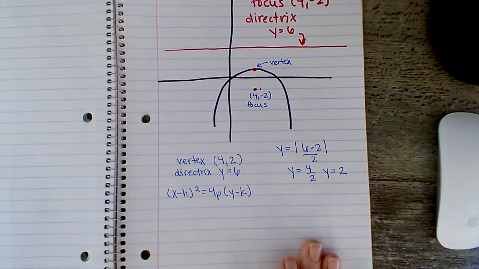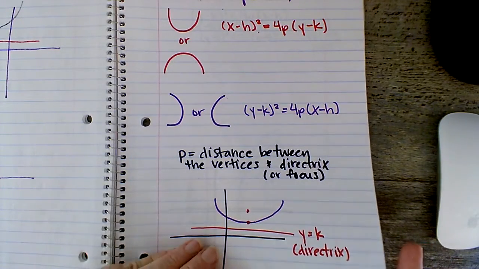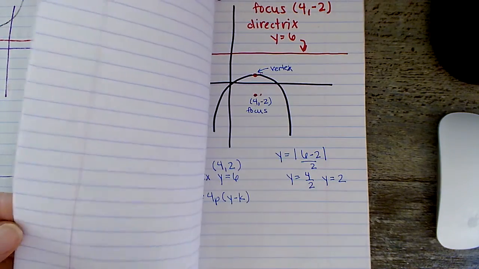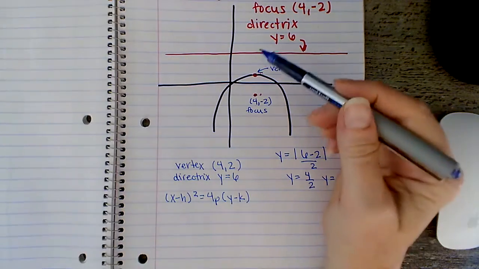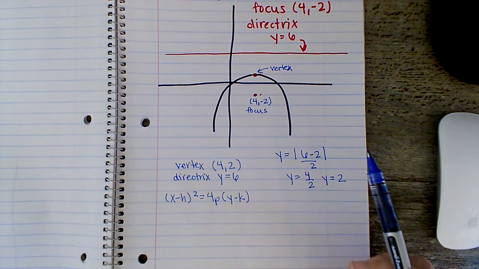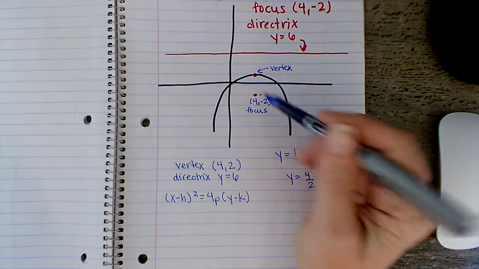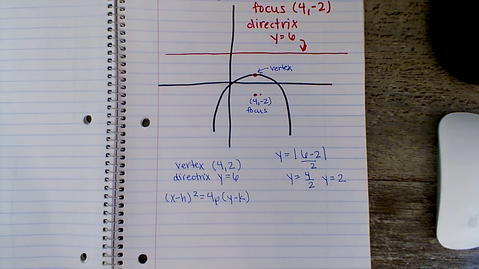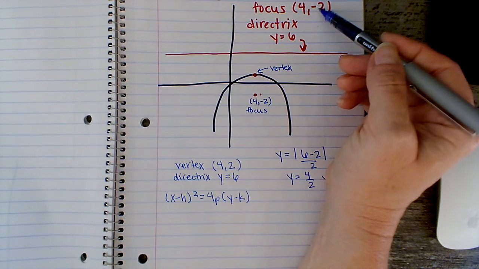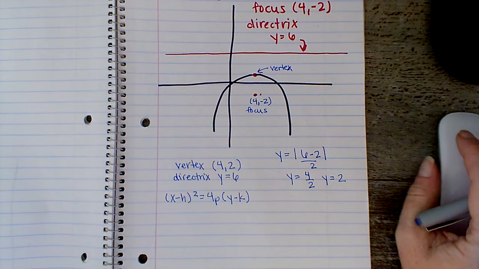All right, now I got to find p, okay? P, if you remember, is the distance between the vertex and the directrix. Well, we kind of already found that because we did the whole thing and then we divided it by 2. Well, actually, no, let's scratch that. The distance between, let's just say, the vertex and the focus. Well, remember, I said you can take these two things and subtract them from one another, and you will find that distance.